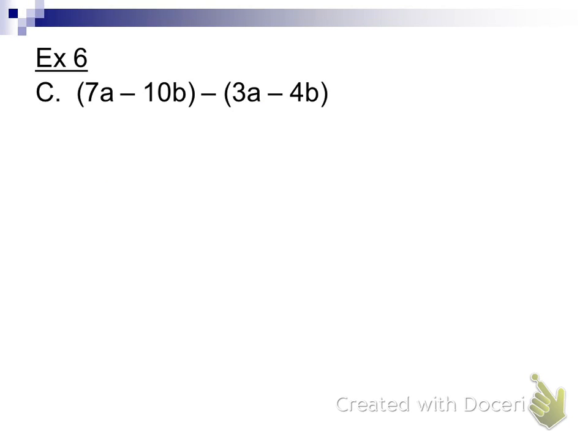All right, here's part C. Once again, we have some binomials. One of them is being subtracted. So we want to subtract each of these terms. So when I rewrite this, I'll have 7a minus 10b and then minus 3a. And then what's a minus negative? Plus. So in the back, you'll have plus 4b.